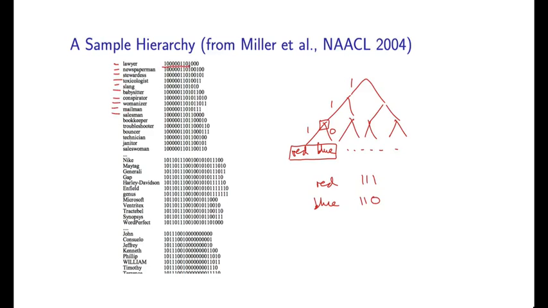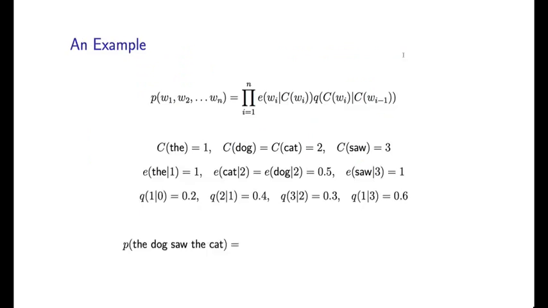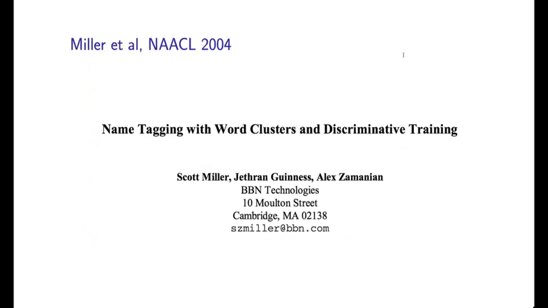And what I'm going to talk about in the remainder of this lecture is a very effective application of these representations within the context of named entity recognition. This is work by Miller and others, published at NAACL in 2004. So let's now describe how this works. So this is the paper. It's called Name Tagging with Word Clusters and Discriminative Training. It's a really wonderful paper, I think, bringing together the ideas from these Brown cluster representations in combination with the log linear tagging models we saw in the last week of the class.